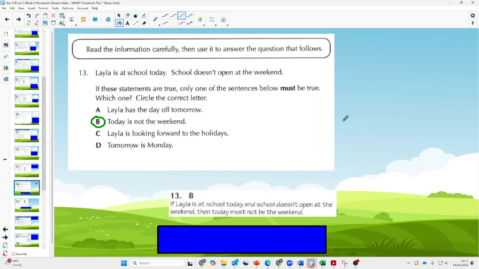So Layla is at school today. School doesn't open the weekend. If these statements are true, only one of the sentences below must be true. Which one? Circle the correct letter. Today is not the weekend. Well, we know because Layla's at school today and school doesn't open at the weekend. So we can rule out the fact that it's Saturday or Sunday because Layla's at school. So that must be Monday, Tuesday, Wednesday, Thursday or Friday. So to say today is not the weekend is the only statement there that must be true.